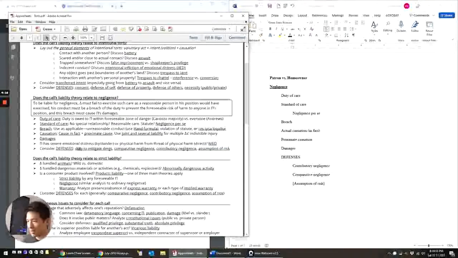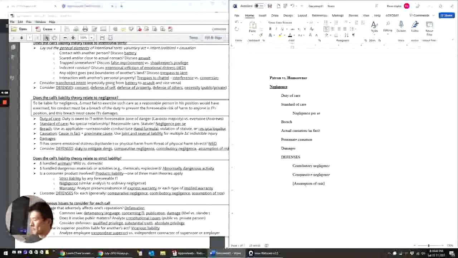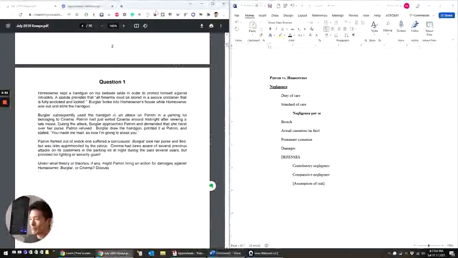And I don't believe that the patron had any duty to mitigate any damages. It was a burglar who just suddenly came up, so let's not put that as a defense. So that might be it for the homeowner. The big thing here is negligence per se, because there was a statute that the homeowner did not comply with. So let's move on to the next one.